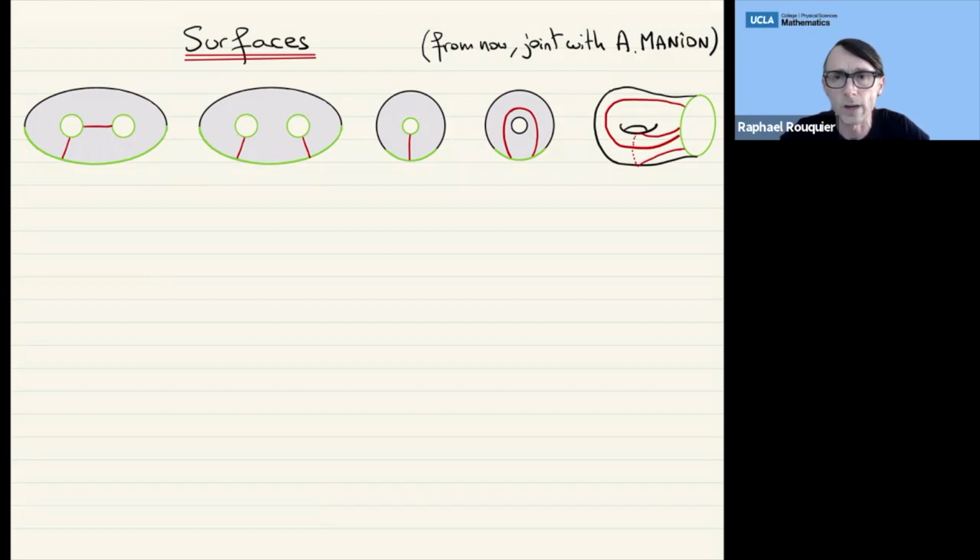I'll be quick about that. I don't want to say too much more. For example, the two surfaces on the left are the same as sutured surfaces. It's just that we've given different red arcs. And the third and the fourth one are both disks, but they are not the same as sutured surfaces. Okay, they're the same as surfaces, not as sutured surfaces.